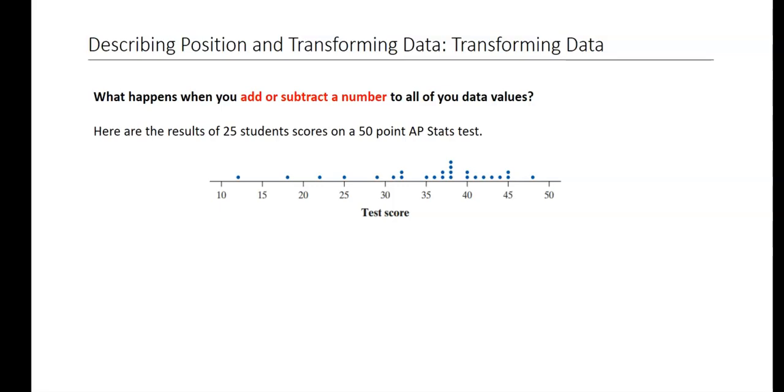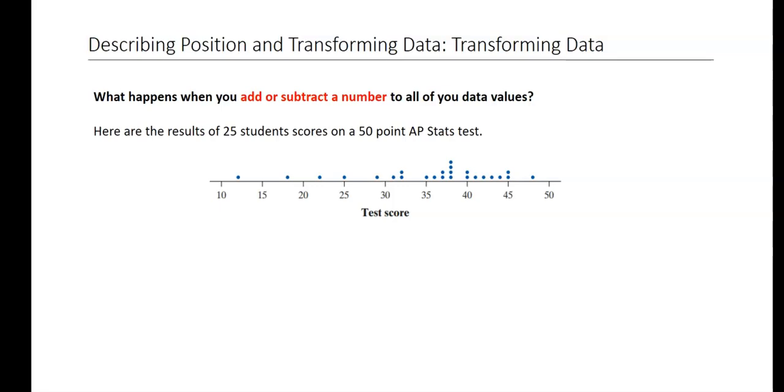What happens when you add... this is now transitioning, not to percentiles and cumulative graphs, but to transforming data. This is something we do, and they'll definitely ask a few multiple choice questions about this. Say you have a set of data, like here, test scores on a 50-point AP stats test. You see a lot of folks were 30 or above, but you had some folks down there. It's rough down there. The data looks skewed left.